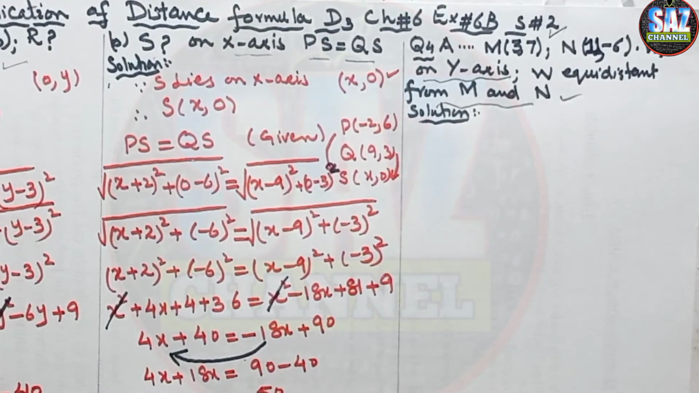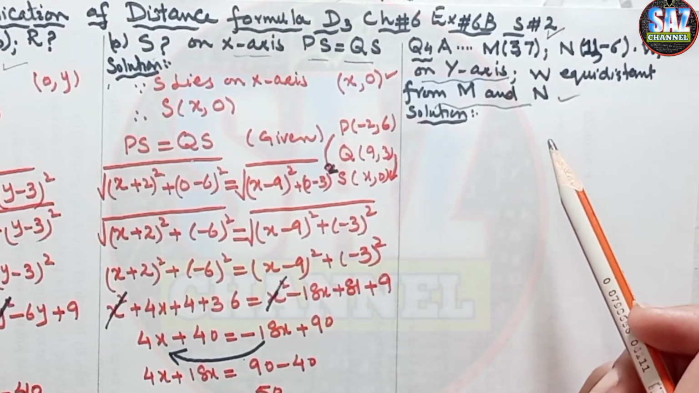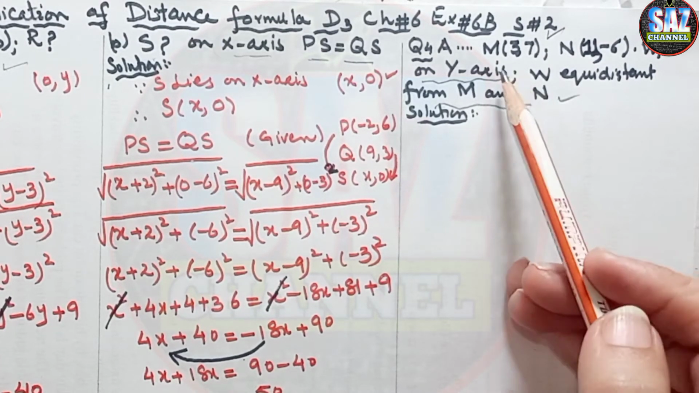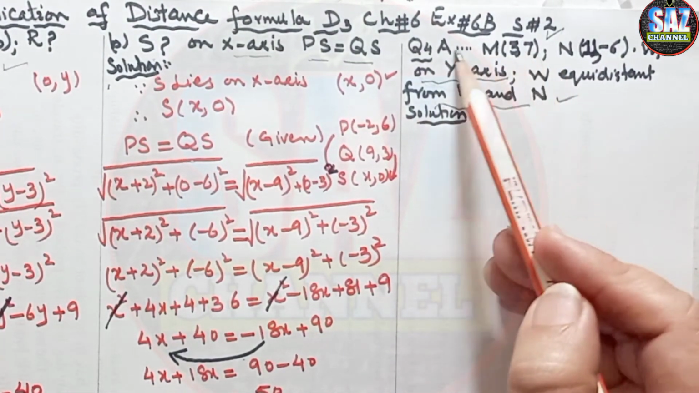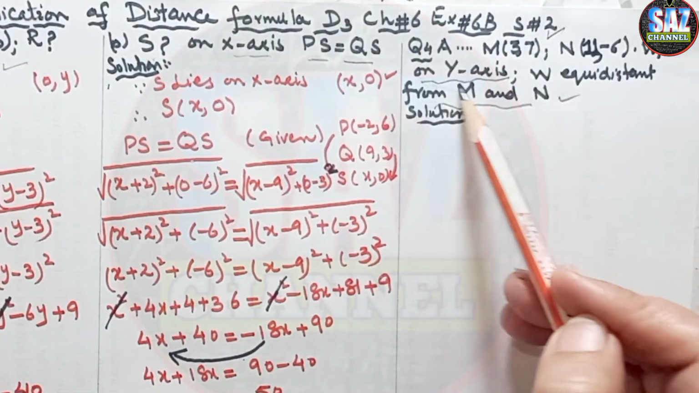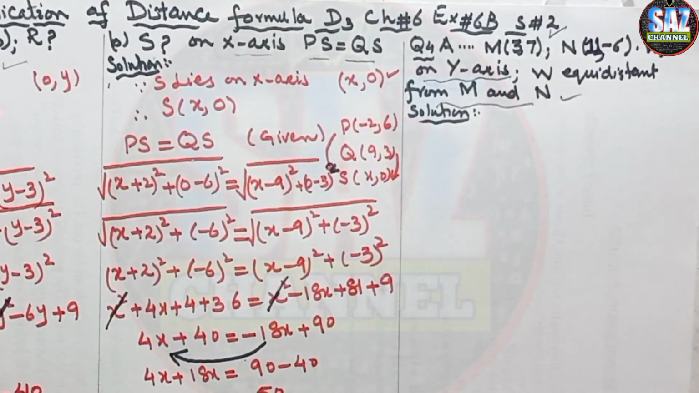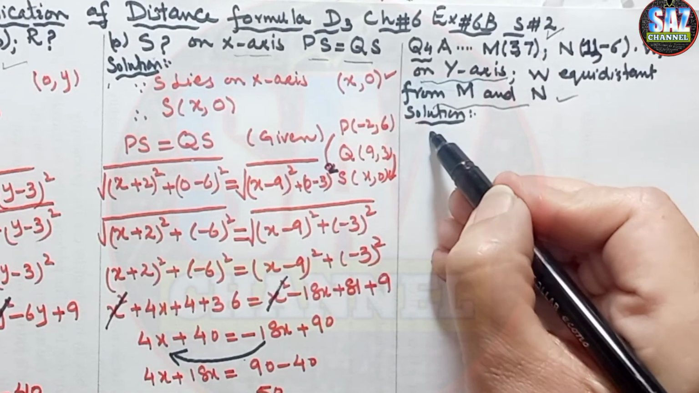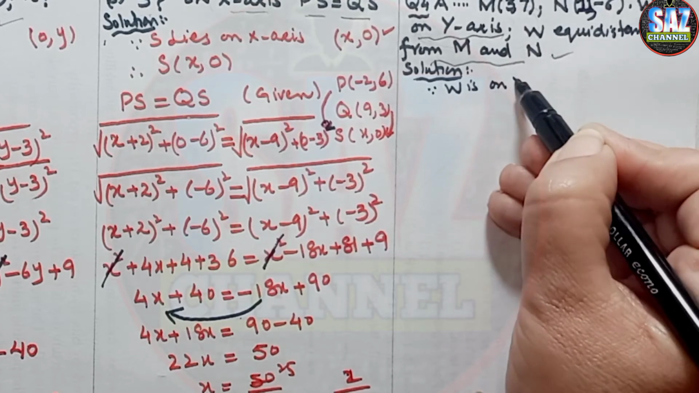There are many things in this question that we need to understand before the solution. We have to find a point W, and W is on y-axis. If the point is on y-axis, first of all, recall what will be the coordinates of that point, because W is on y-axis.